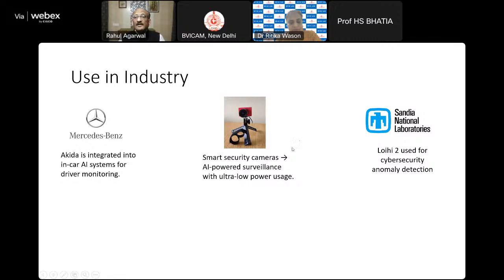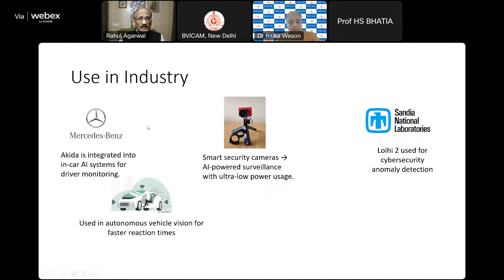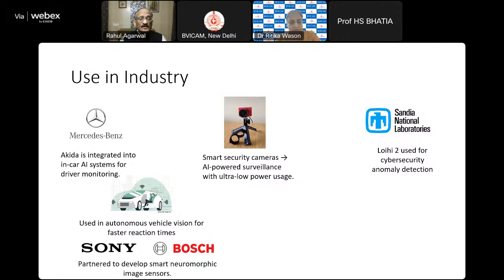Then Sandia National Laboratories, which is US-based atomic surveillance and security labs, they are using Loihi 2 for cybersecurity anomaly detection. So it is being used in cybersecurity as well, and then it is being used for autonomous vehicles vision for faster reaction time. And Sony and Bosch are partnering to develop smart neuromorphic image sensors.